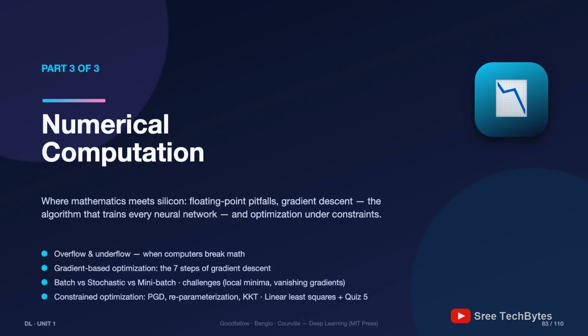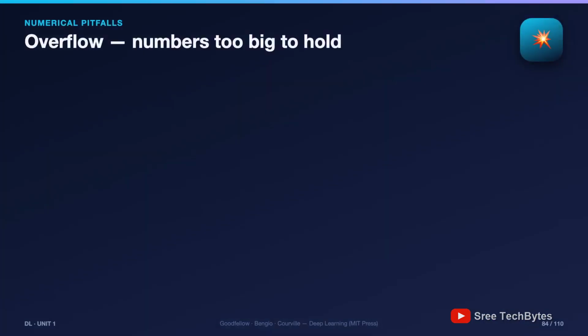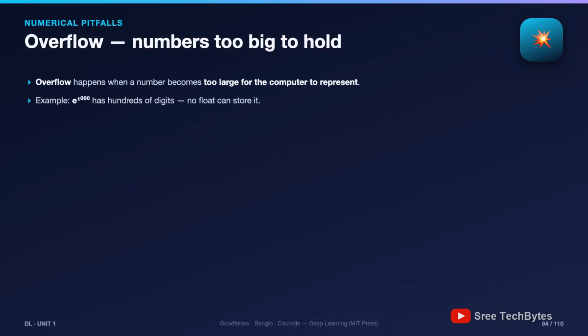Let's go. Problem 1, overflow. A number becomes too large for the computer to represent. Here's the thing, a computer's numbers have a ceiling. A standard float32 tops out around 3.4 times 10 to the 38th. Colossal, right? Now try computing e to the power 1000. That number has over 400 digits. No float can hold it. So what does the computer do?